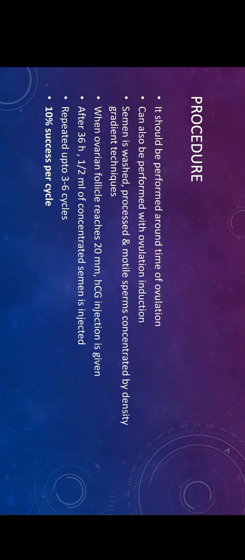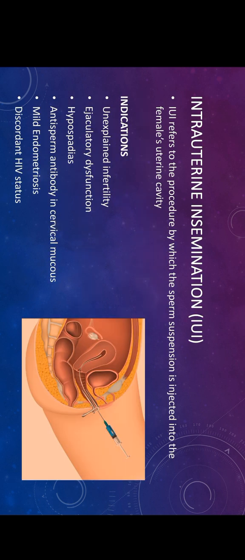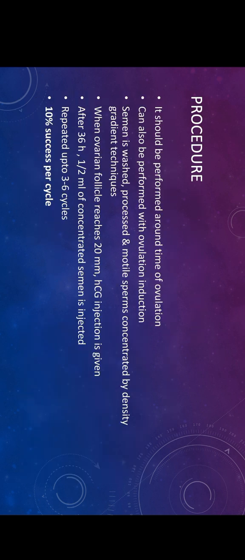Here the semen is first washed, as the semen may contain prostaglandins and other antibodies, processed, and motile sperms are concentrated by density gradient techniques. When the ovarian follicle reaches 20 mm on transvaginal ultrasound, injection HCG is given. After 36 hours, half ml of concentrated semen is injected. This is repeated for 3 to 6 cycles. It gives a success rate of 10% per cycle.